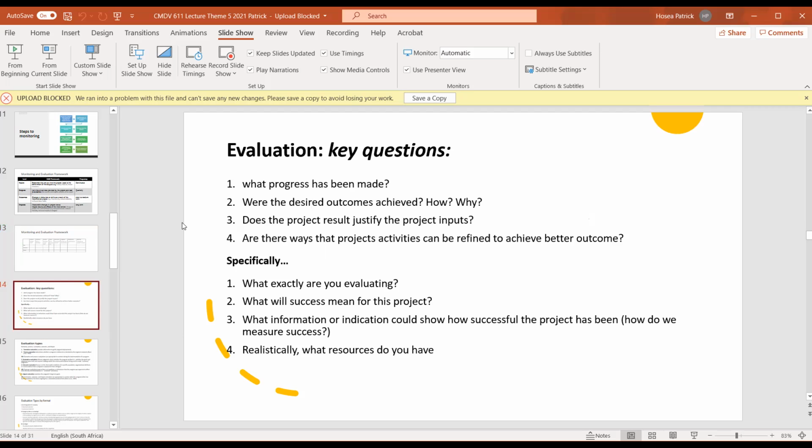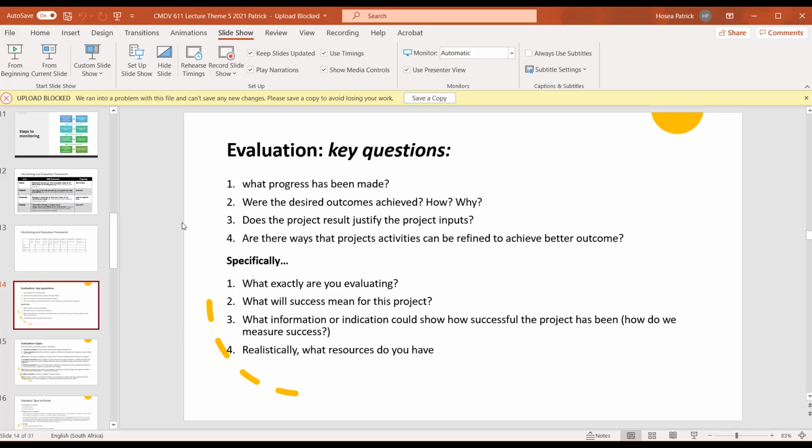And then what information or indication will show that we are successful? How do we measure resources? That's what it implies. What will resources mean and how will we measure them? And then what are the resources we need to measure? Realistically, what resources do we have to carry out this evaluation? So these are the questions we must ask ourselves in the course of evaluation.